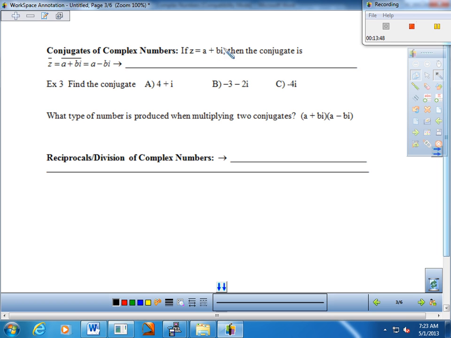There it is, guys, in standard form, a plus bi. Then the conjugate, very simply in terms of notation, is this z bar right here. So that just means we're dealing with the conjugate. And again, the bar over our complex number is the conjugate. And this is how the conjugate is defined. So if our complex number is a plus bi, well, very simply, the conjugate is a minus bi.